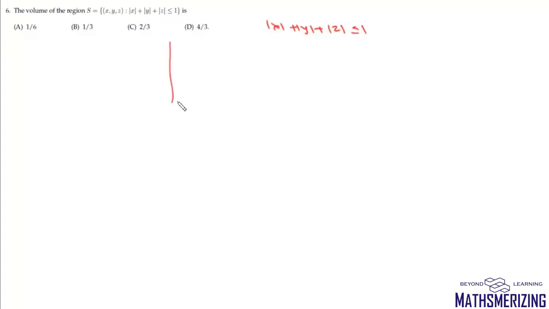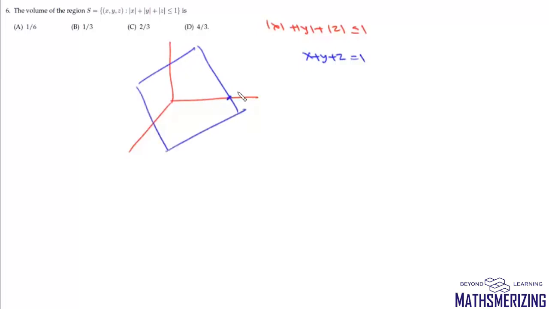So we'll take this first octant, then we have this plane which is x plus y plus z equal to 1. So we'll have this plane, it will intersect x-axis at 1 0 0, y-axis at 0 1 0 and z-axis at 0 0 1. Now it says it is less than equal to 1. So that means we are talking about volume of this tetrahedron.